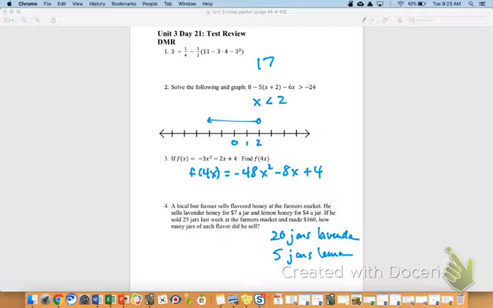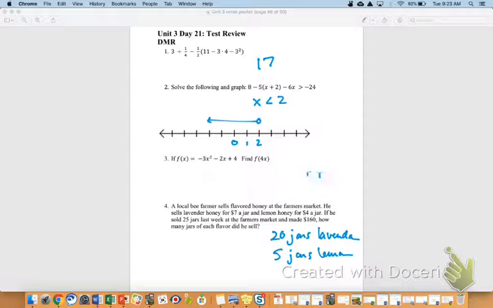So number 4 is a systems of equations. Be happy to show you how to set that up. Number 3 is a function sort of question. Number 2, obviously, solving a linear inequality. And number 1 was an order of operations question. I'd be happy to show you the steps on any of those if you'd like. Sasha? Could you go over number 3? Absolutely.